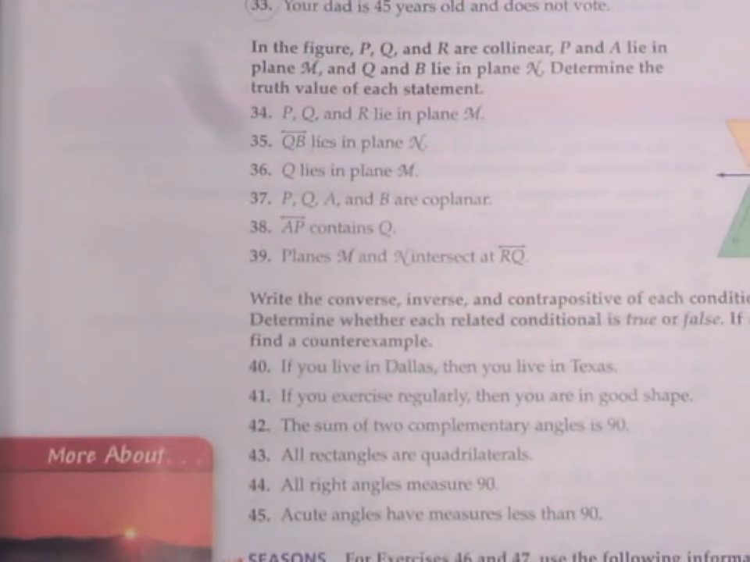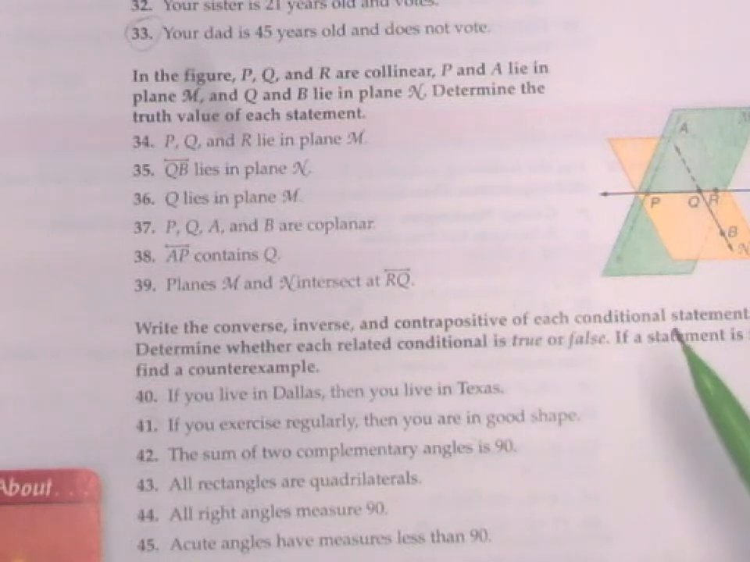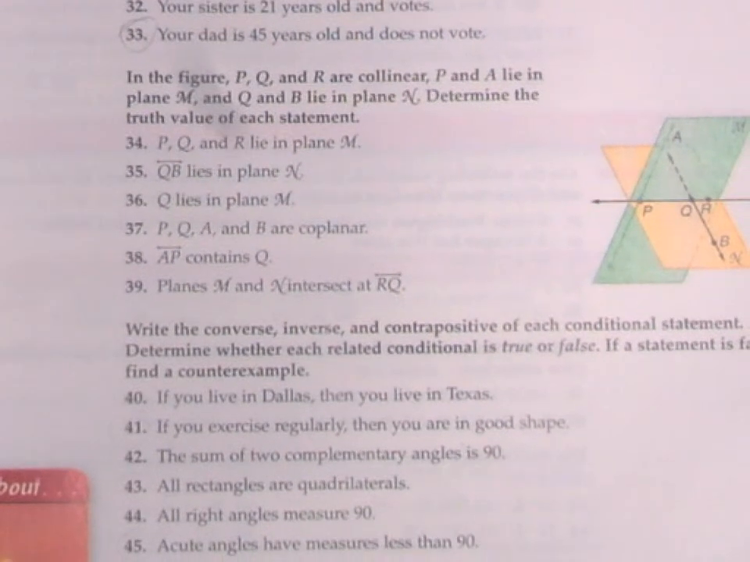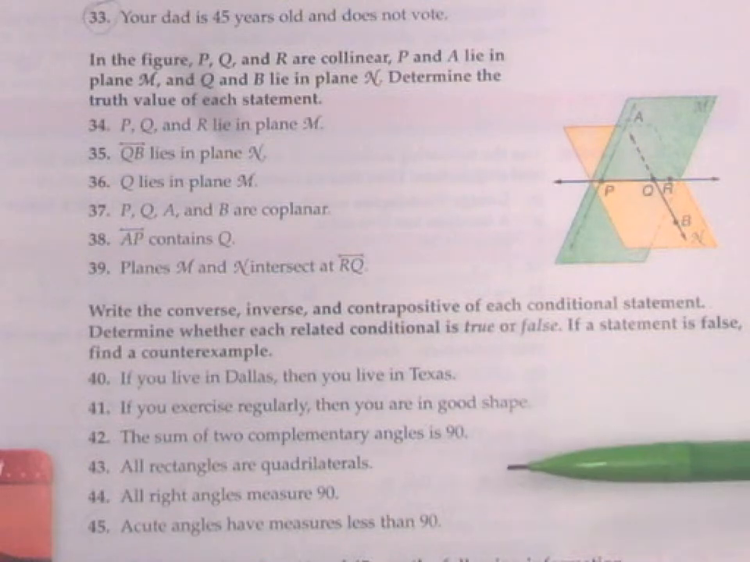Okay, let's look at the next problem set. Here we got: write the converse, inverse, and contrapositive of each conditional statement. Determine whether each related conditional is true or false. If the statement is false, find a counterexample. So you got a couple from this section, 41 and 42.